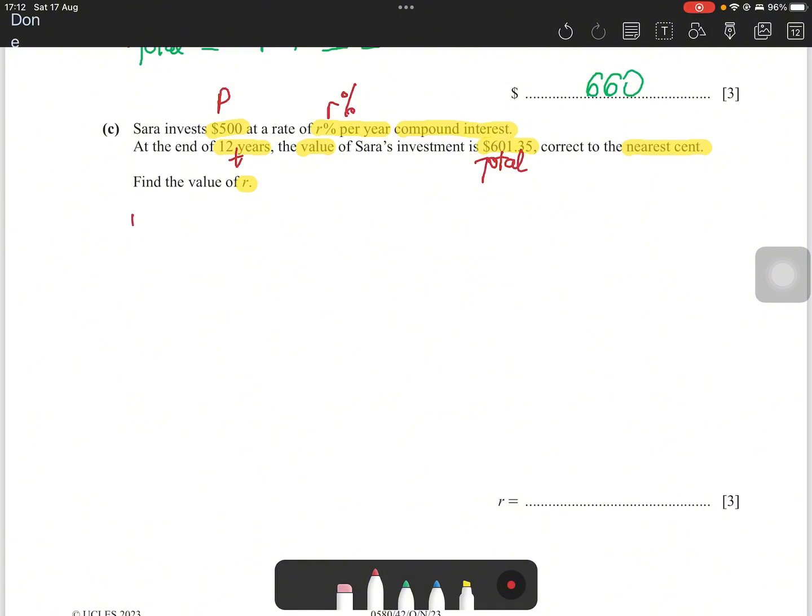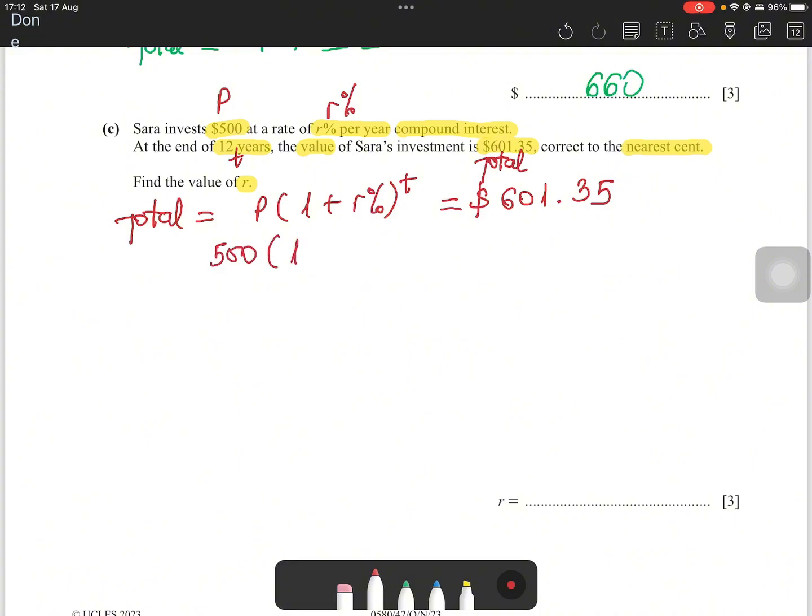In compound interest, we know that the formula for the total is P multiplied by 1 plus R% to the power of T. In this case, the total is $601.35. Now we substitute the principal. 500 multiplied by 1 plus R% to the power of 12. The time is 12 years. Is equal to $601.35. First, we need to divide both sides by 500.